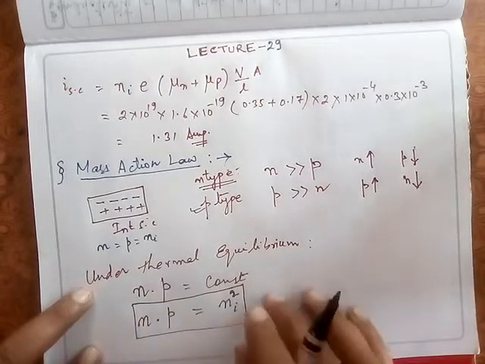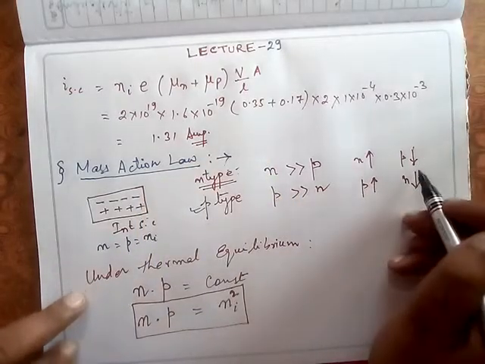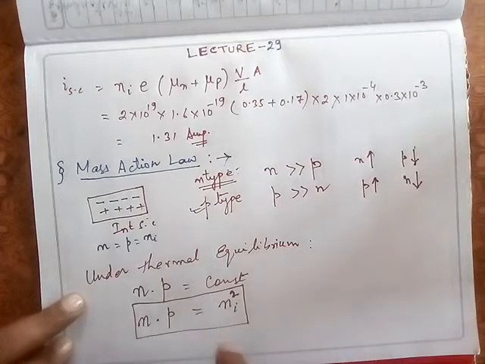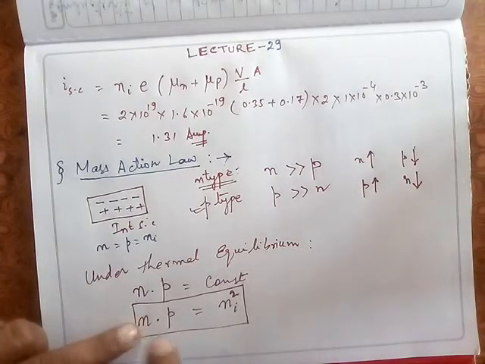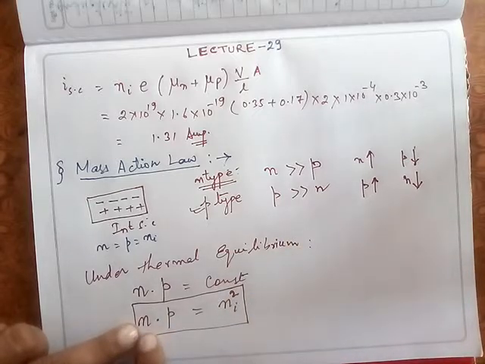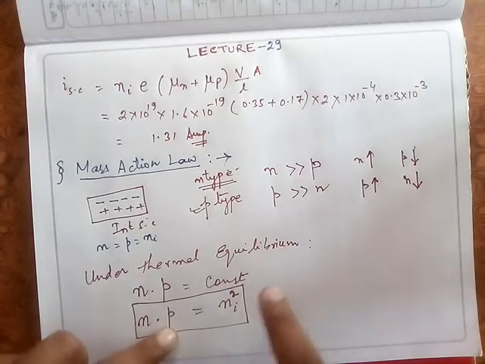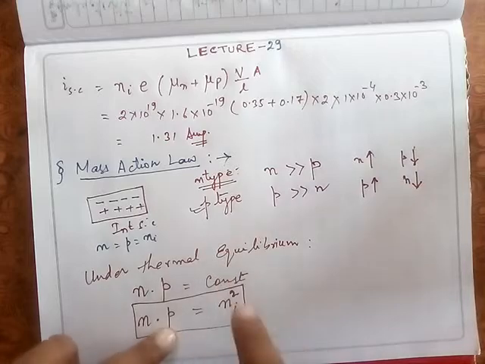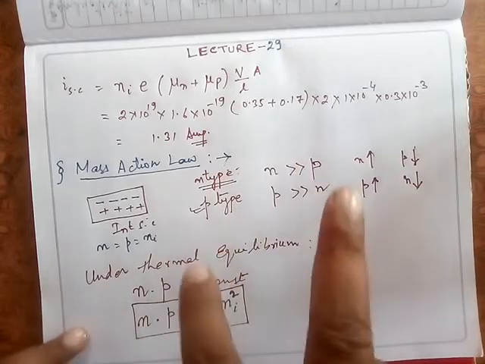I hope this is clear to you. It says that one quantity is increasing, the other decreasing, but under thermal equilibrium, the product of electron concentration and hole concentration is a constant, equal to the square of the intrinsic concentration. This is about the mass action law.